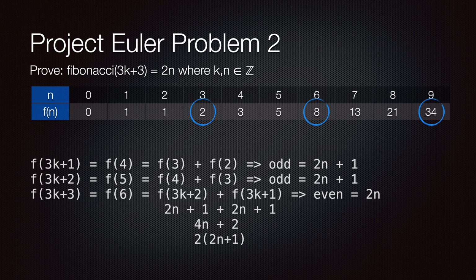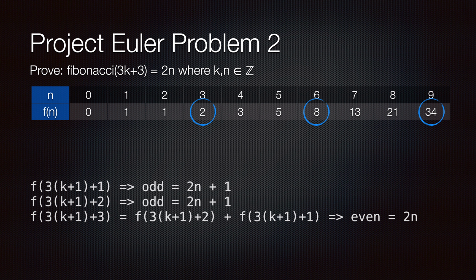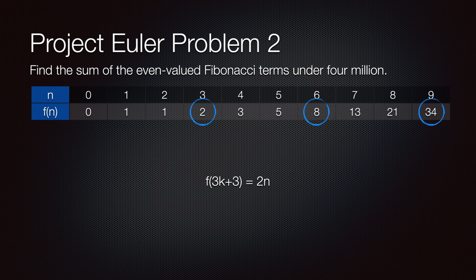Let's reset and prove that the next number after k also works. Let's swap out k for k plus 1, and let's remove some of the f's. Let's simplify. Let's substitute. Let's add. Let's factor out a 2. And that's the end of the proof. We can now confidently say that every third Fibonacci number is even.